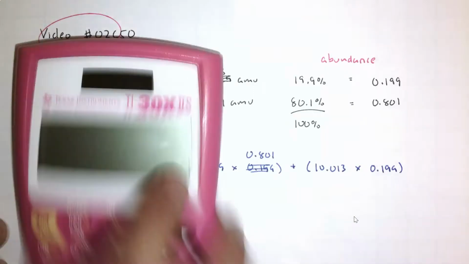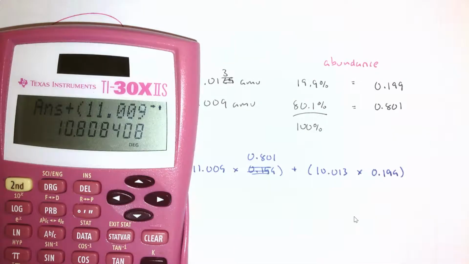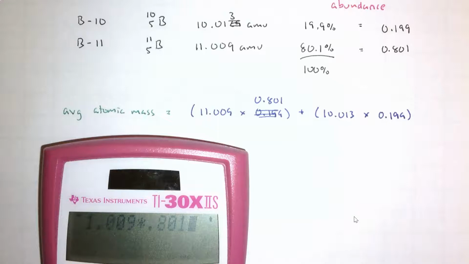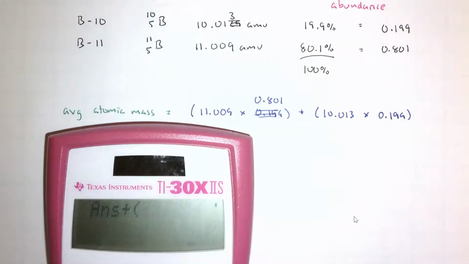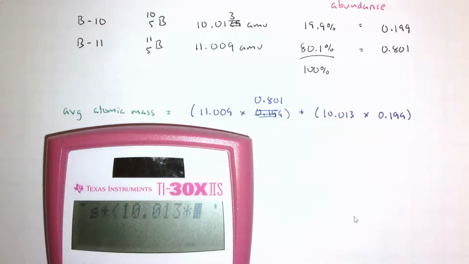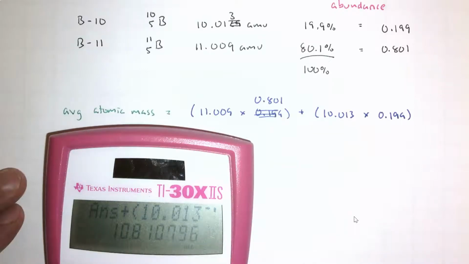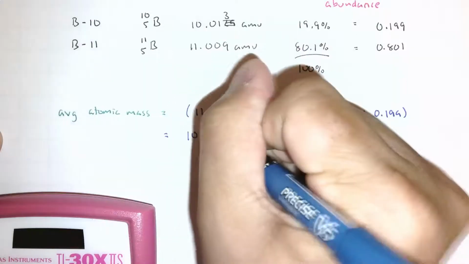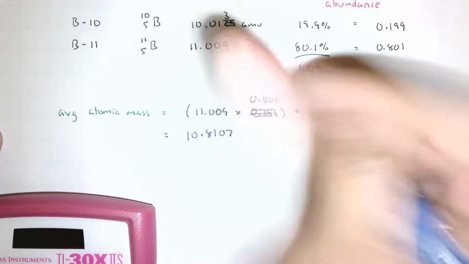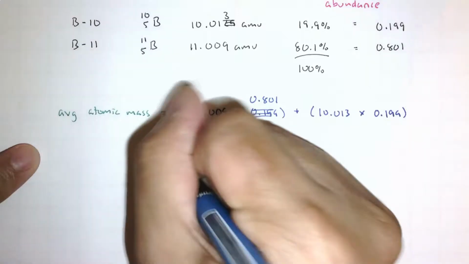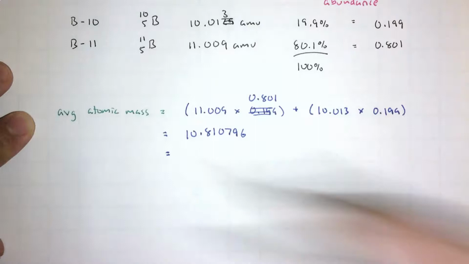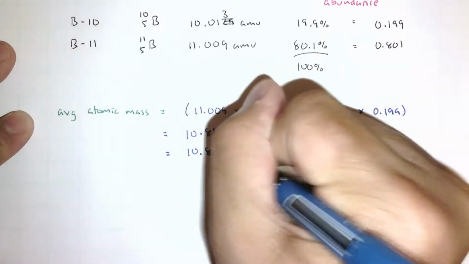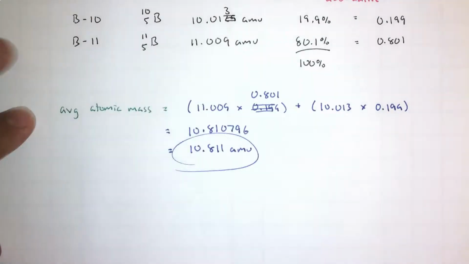I could do this on a calculator without having to rewrite the intermediate values. So 11.009 times 0.801, plus, I'm going to use some parentheses, 10.013 times 0.199 equals 10.8107 AMU. Let's round this, since we're not going to do strict significant figures, to 10.811, rounding the last digit up to 1. Make sure you have your units, and circle your answer so the grader can see it if this is for a quiz or exam.